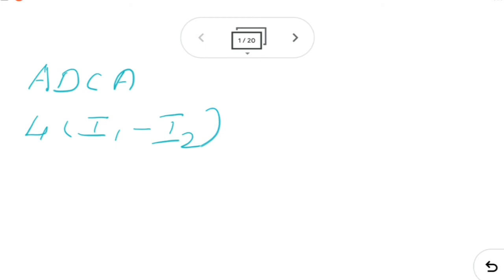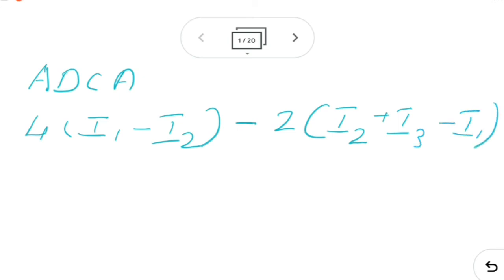Then minus 2 into I2 plus I3 minus I1, then plus I1 into 1 ohm, that is equal to 10 volt. So this is the first equation.